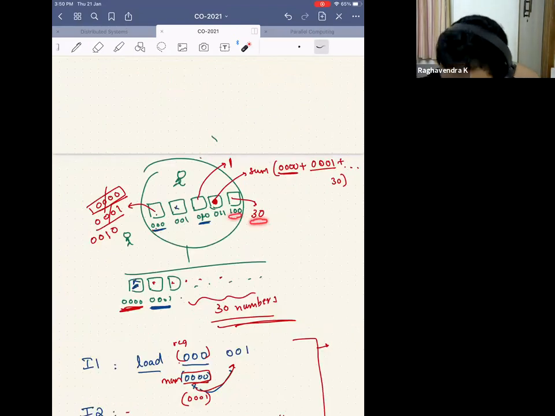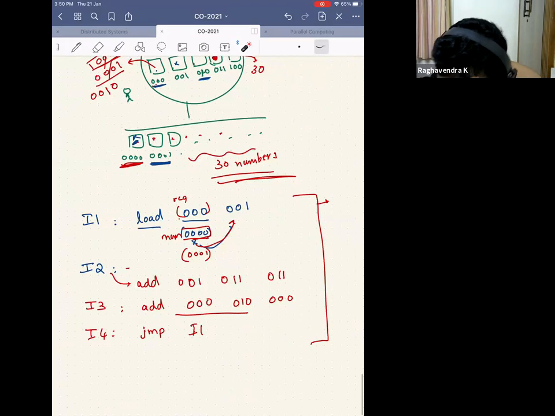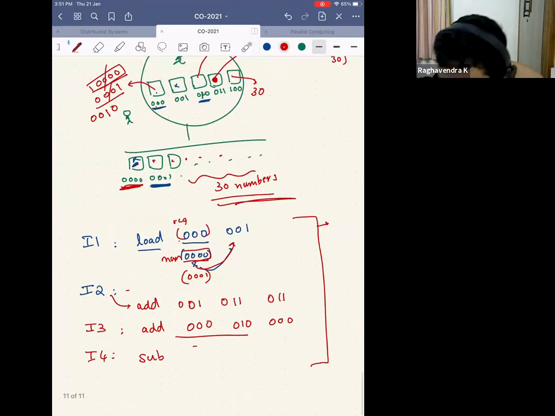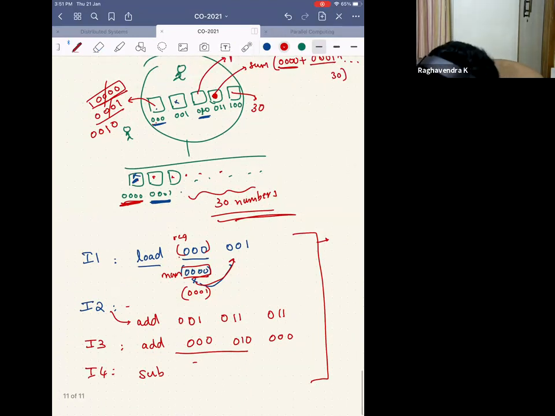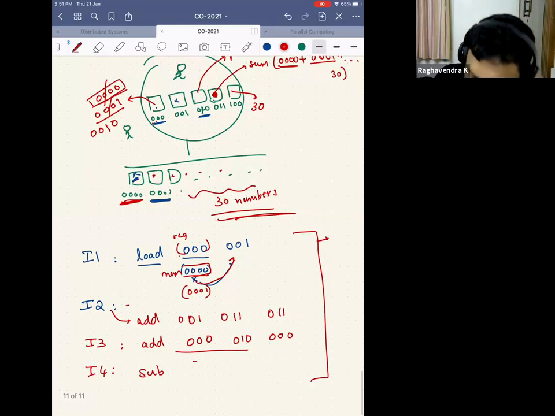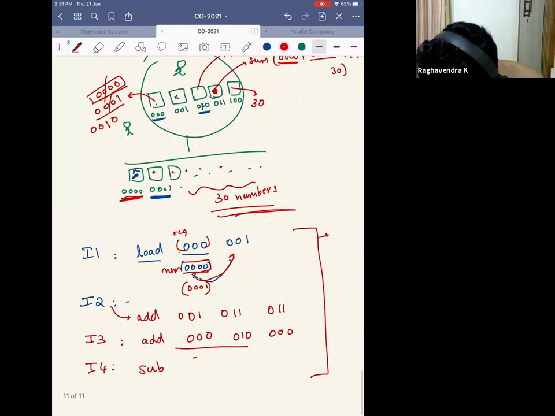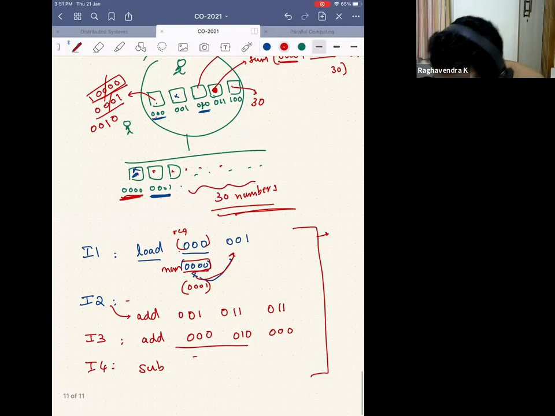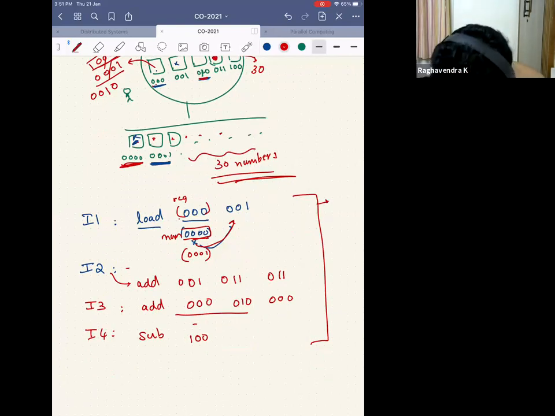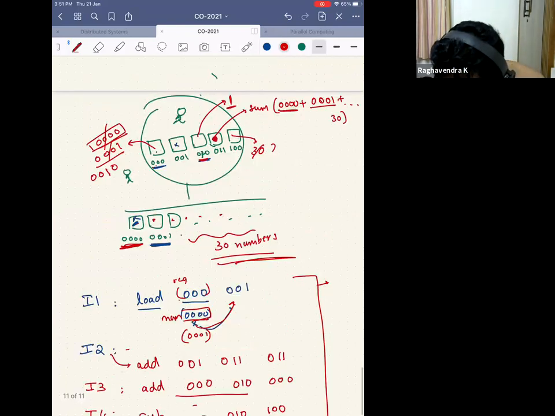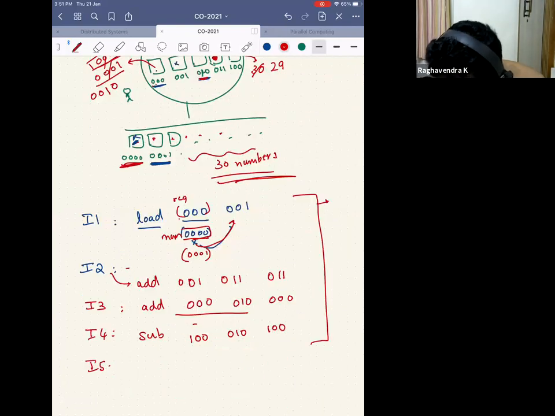So instead of this jump, what do I do? I decrement the value. I say subtract whatever is there in 100 and whatever is there in 010, because I know that 010 always stores 1. Somehow I have stored that. And then I store it back in 100. Which means that this 30 became 29. And then I do jump not 0 to I1.